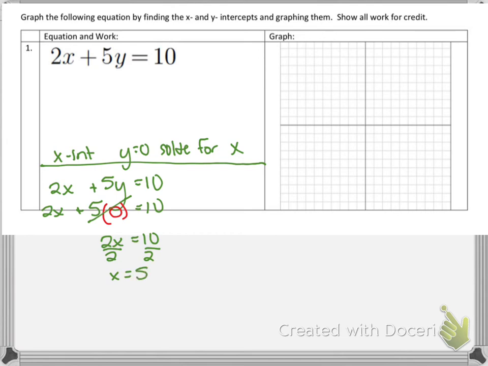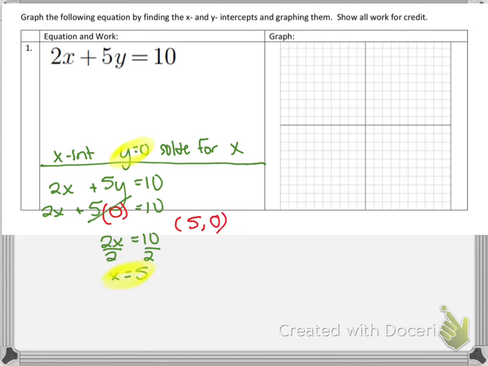Now remember, I can't plot x equals 5. Well, I could, but it's actually a line. What I really need is an ordered pair. So I need my x value and I need my y value, and I need to put them together to form an ordered pair. So the ordered pair of the x-intercept is 5, 0.